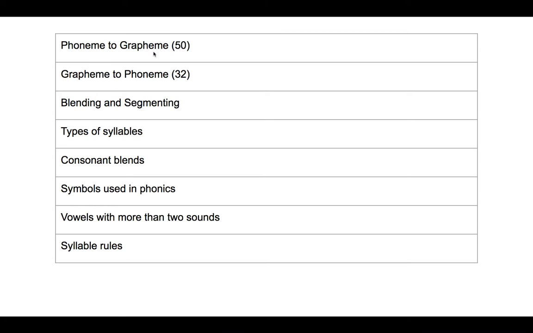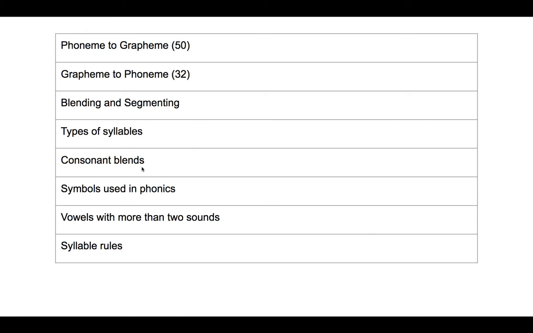Then we saw the phoneme to grapheme table, which had 50 rows, and then grapheme to phoneme table, which had 32 rows. In this table, we saw how different sounds could be written in different ways. And in this table, we saw how different letter or combination of letters could be pronounced in different ways. And then we saw the blending and segmenting concepts and the types of syllables, 6 types of syllables.